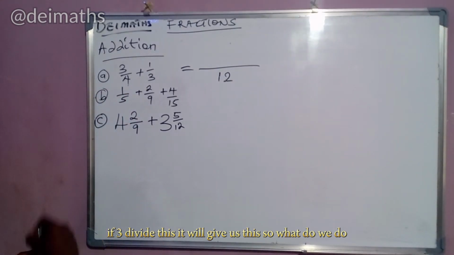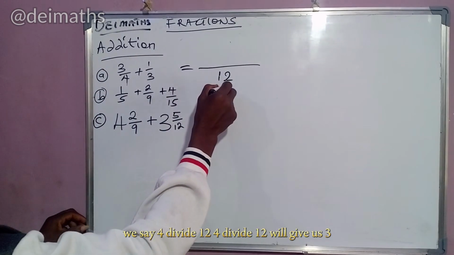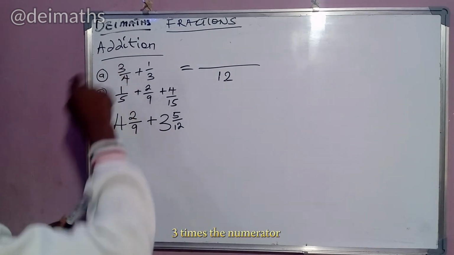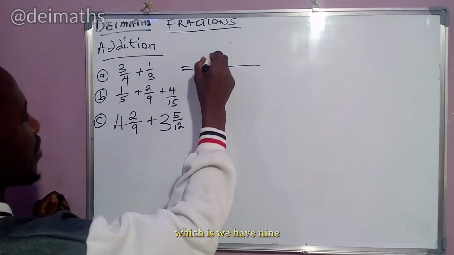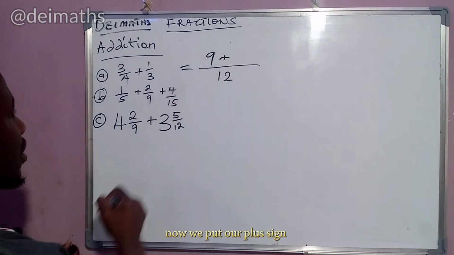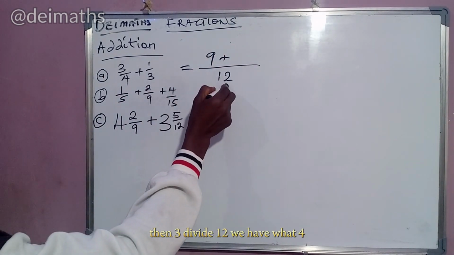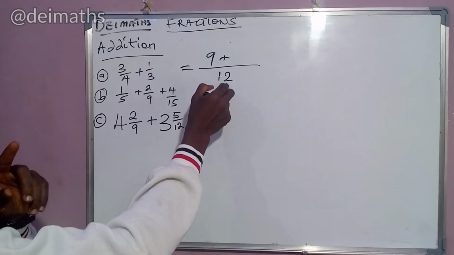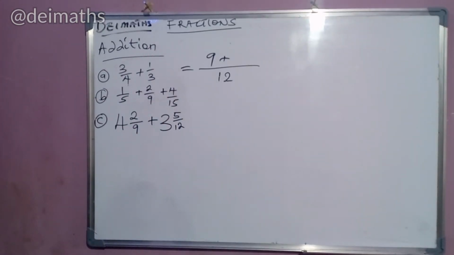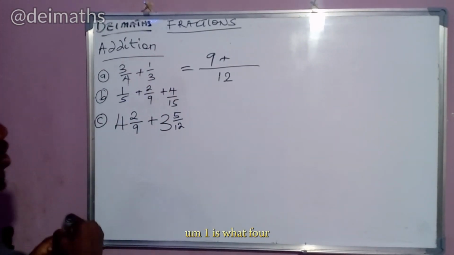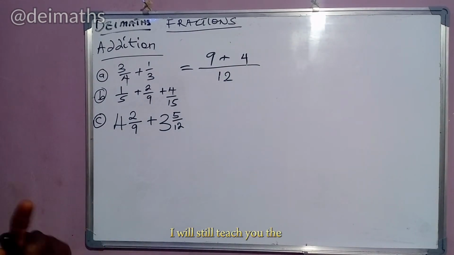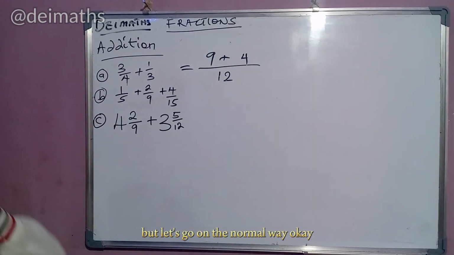So what do we do? We say 4 divides 12, 4 divides 12 will give us 3. 3 times the numerator, we have 9. Now we put our plus sign. Then 3 divides 12, we have 4. Then 4 times 1 is 4. I will still teach you the shortcuts to do this, but let's go the normal way.